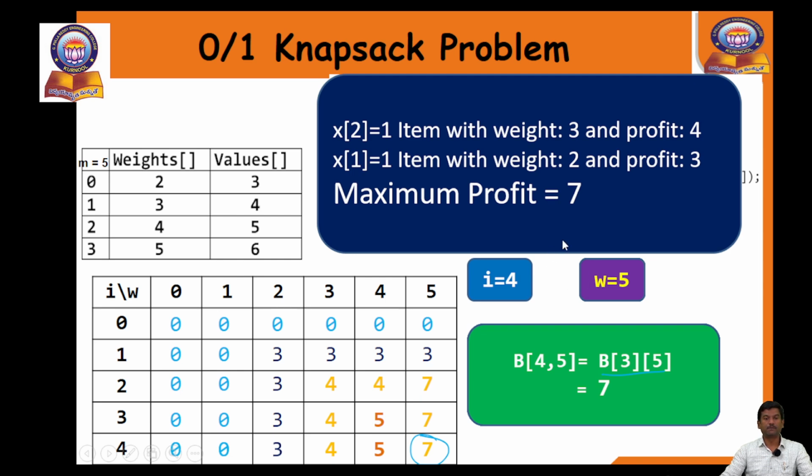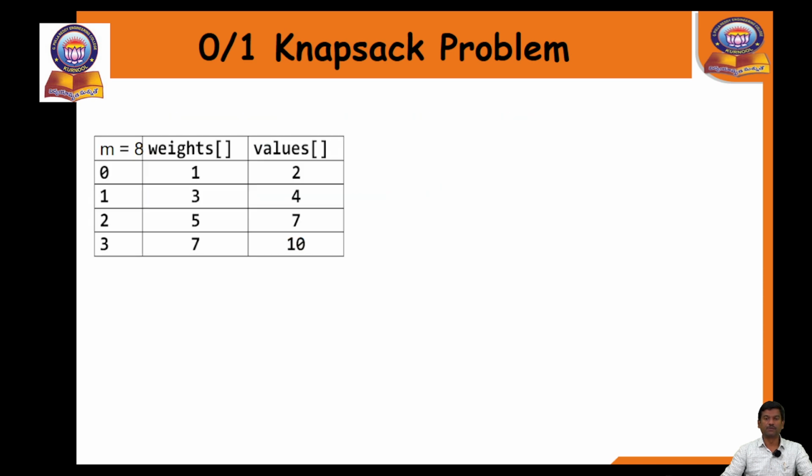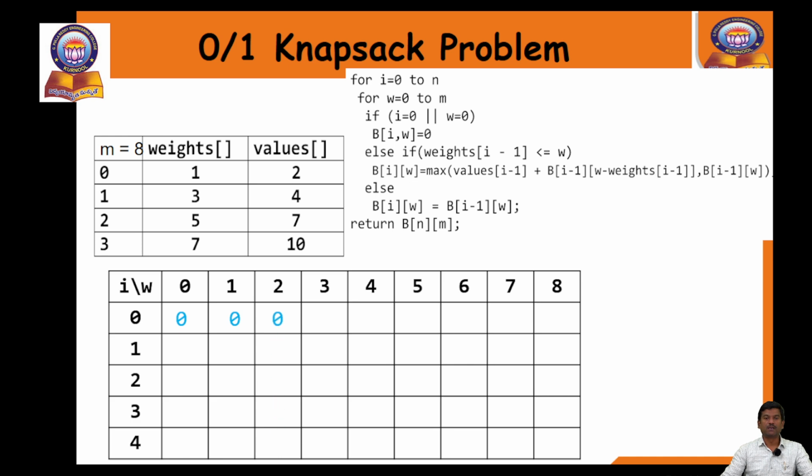And in the next video, I'll be providing one more example related to the 0 or 1 knapsack problem, which can be solved. So you can take another example like n equal to 4, and similarly there are 4 items, m equal to 8, and the weight and value pairs are given like 1 3 5 7, and similarly 2 4 7 10, and so on. And similarly if you take the values of b of i comma w, which is set to 0, you'll be obtaining these kinds of values.